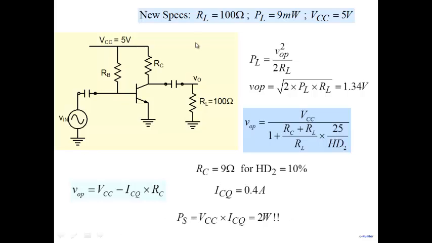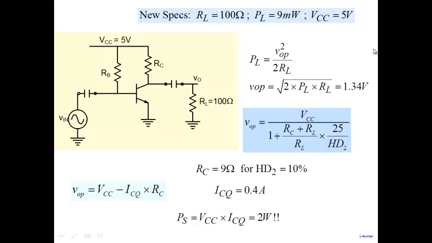And obviously it's a ridiculous design. Nobody will accept it. 2 watts of power taken from the supply to deliver 9 milliwatts of power to the load here. So now, you begin to think, what can I do now? How much power can I deliver with reasonable efficiency? There's a ridiculous efficiency here.